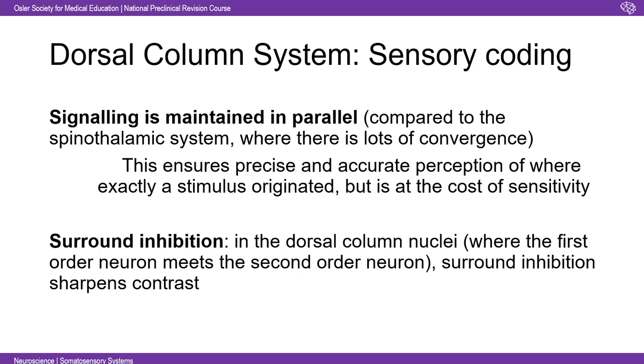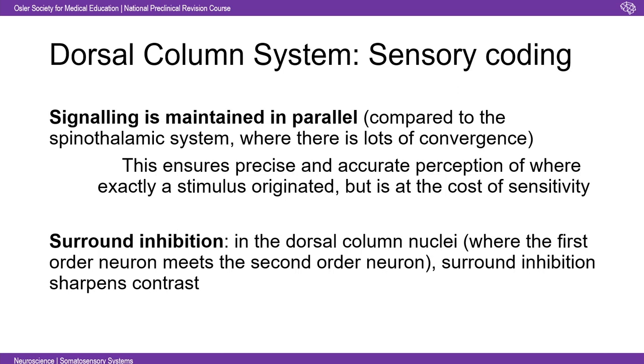And there's two sensory coding features which are alluded to in your syllabus, which maintain this really accurate and precise representation of information. So the first is that the signaling is maintained in parallel. The other option would be for signals to converge, like they do in the spinothalamic system. If they were to converge, it means it's probably more sensitive and more likely to fire, but then you wouldn't know where exactly the most stimulus was coming from because it's all just blending into one.